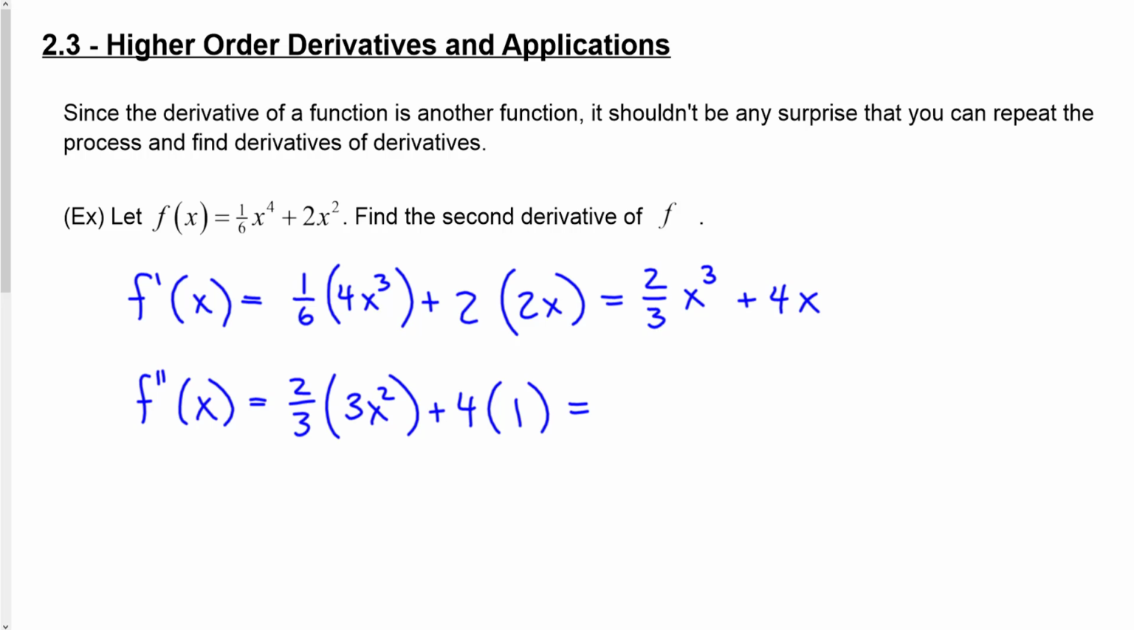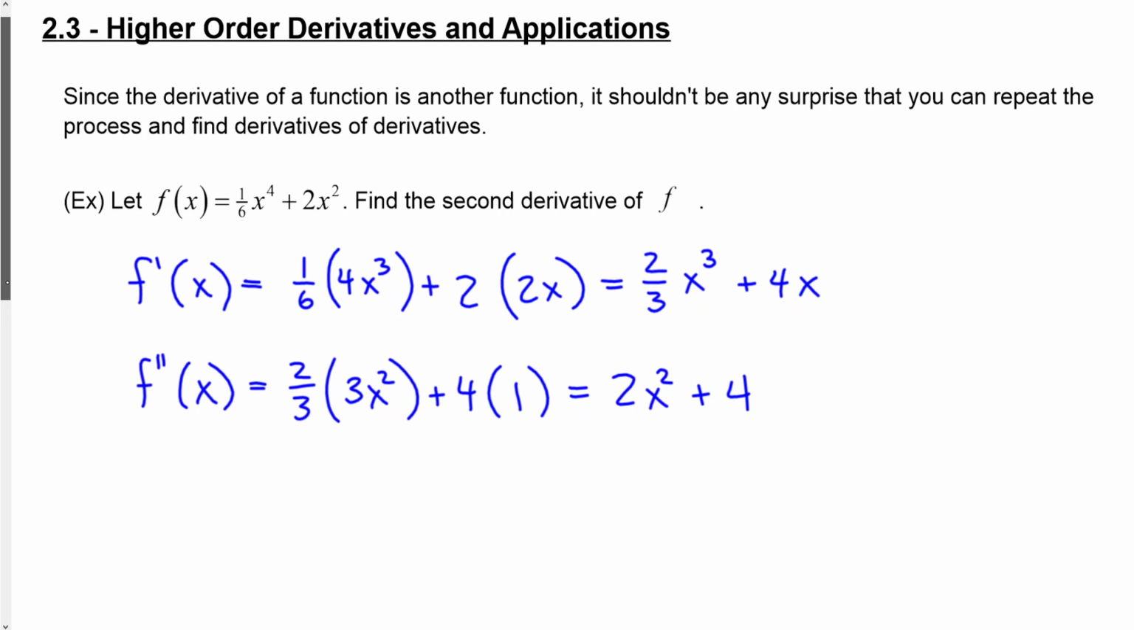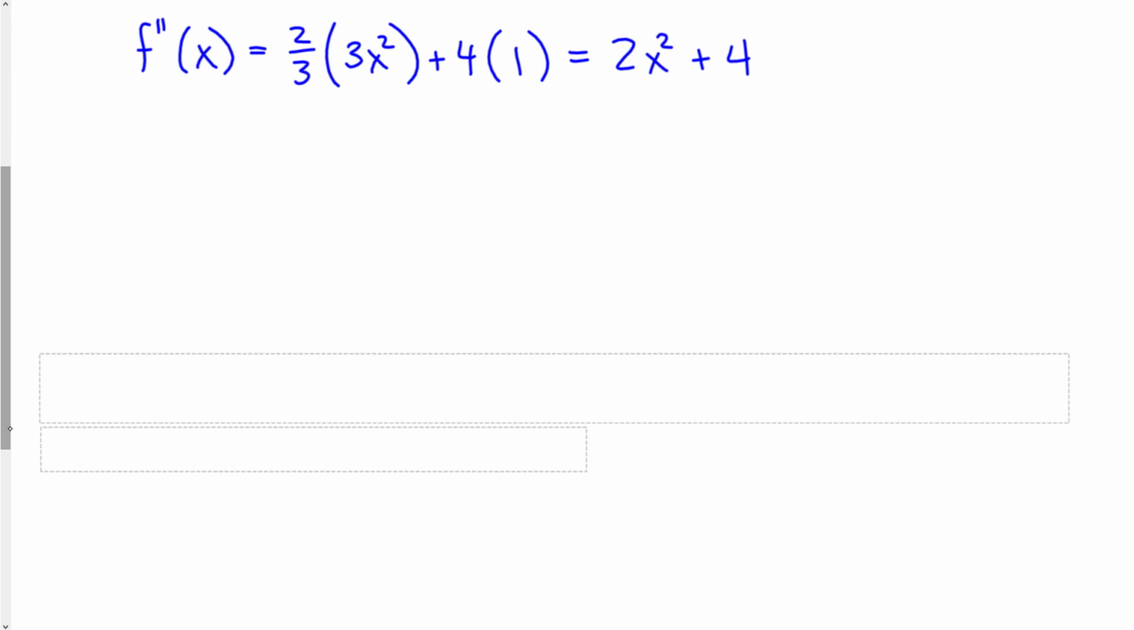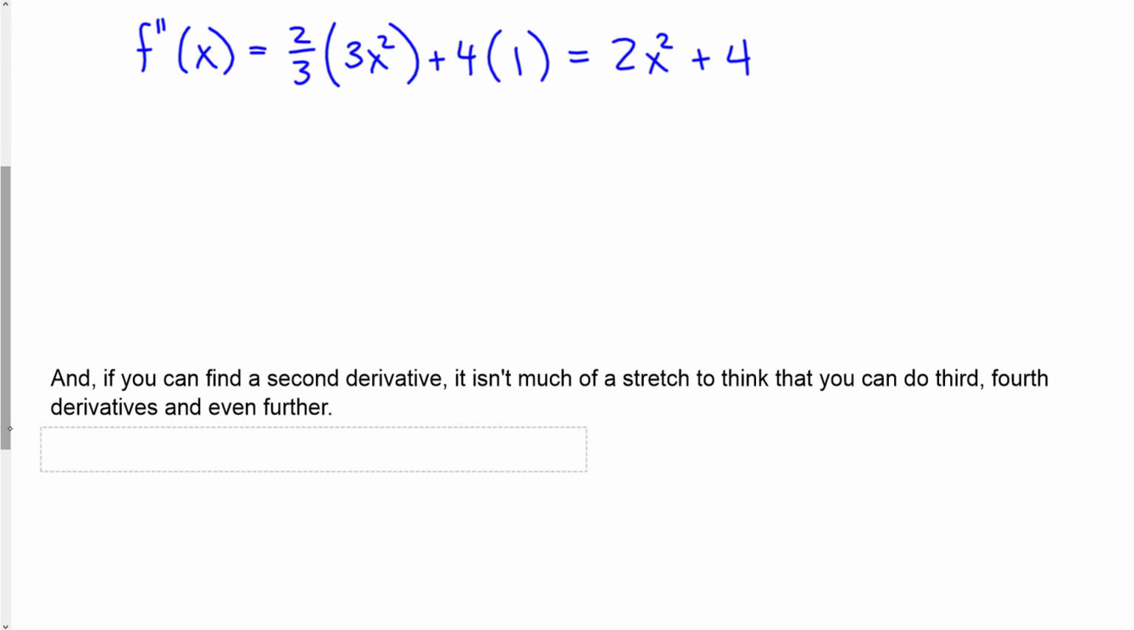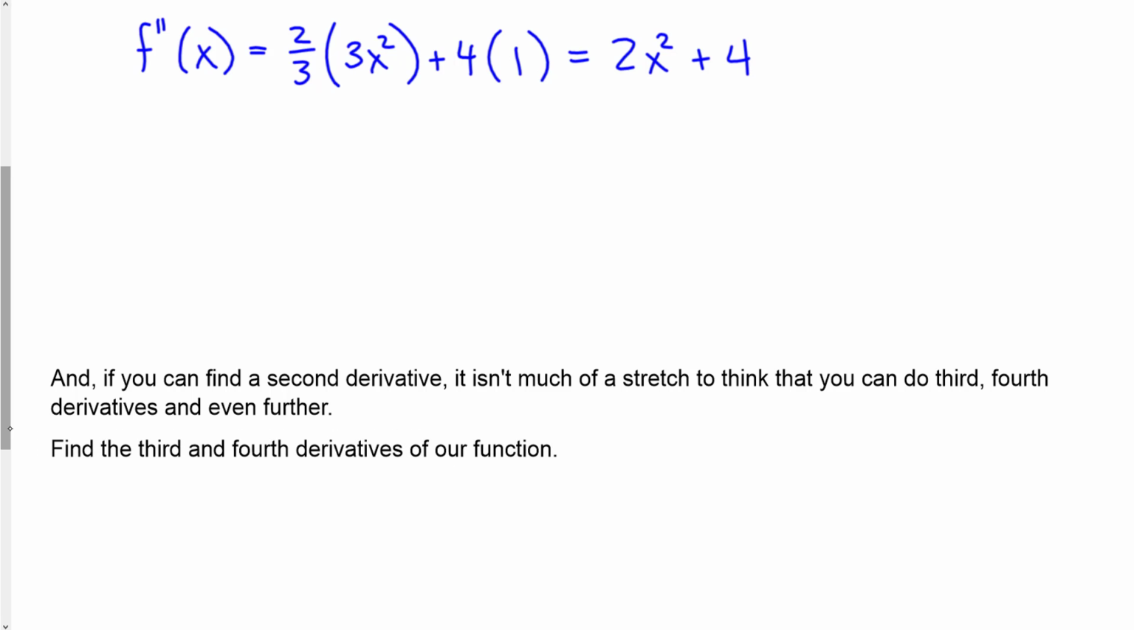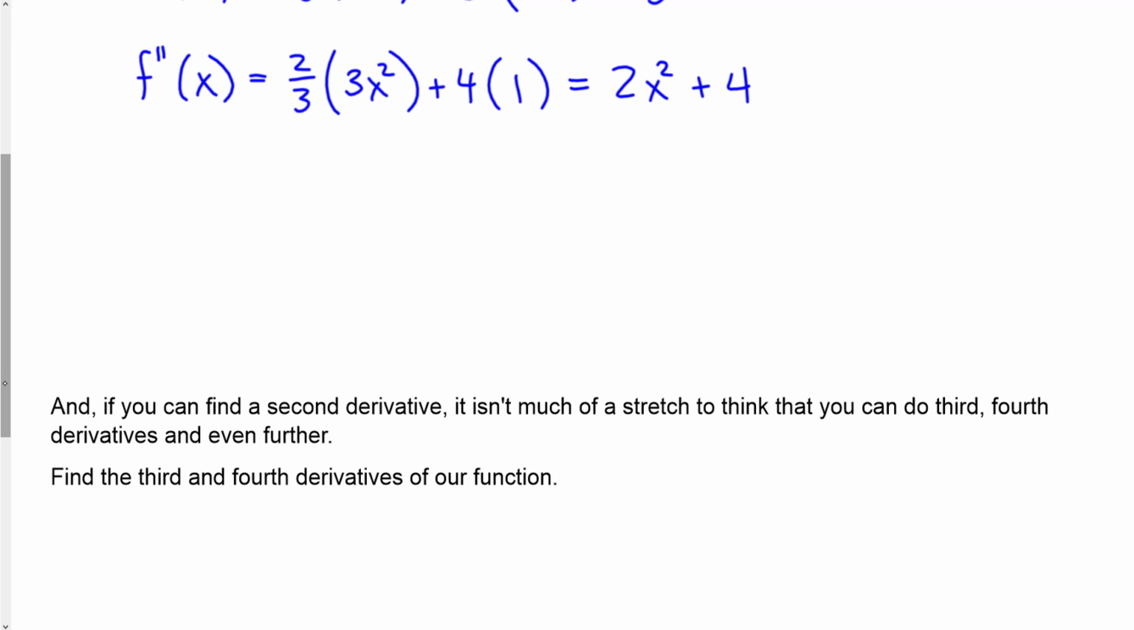So simplifying, the 3's will cancel. So 2/3 times 3 is just 2. So 2x squared plus 4. And that's our second derivative. And if you can find a second derivative, it isn't much of a stretch to think that you could do a third, a fourth, a fifth, or even further. So let's find the third and fourth derivatives of this function.